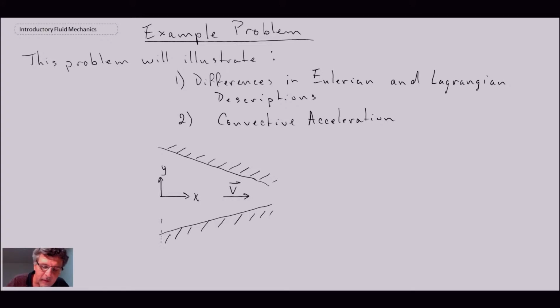We will denote this plane here as x1, which is equal to 0, and the plane at the end of the nozzle as x2, equal to capital L. What we are given in this problem is the velocity in the nozzle.